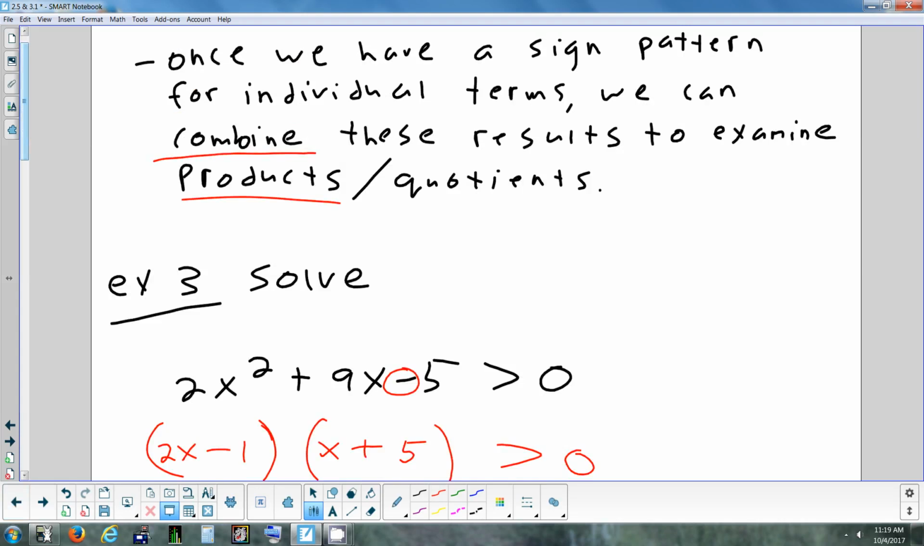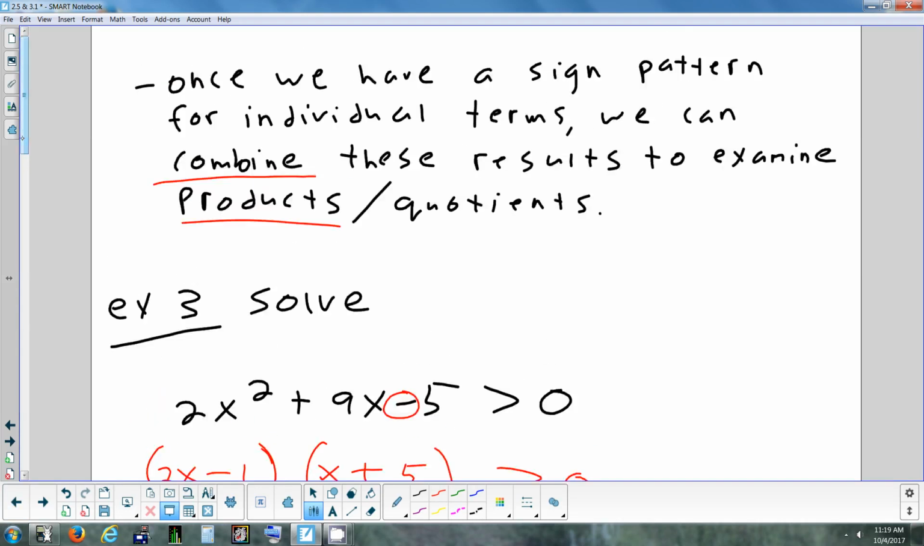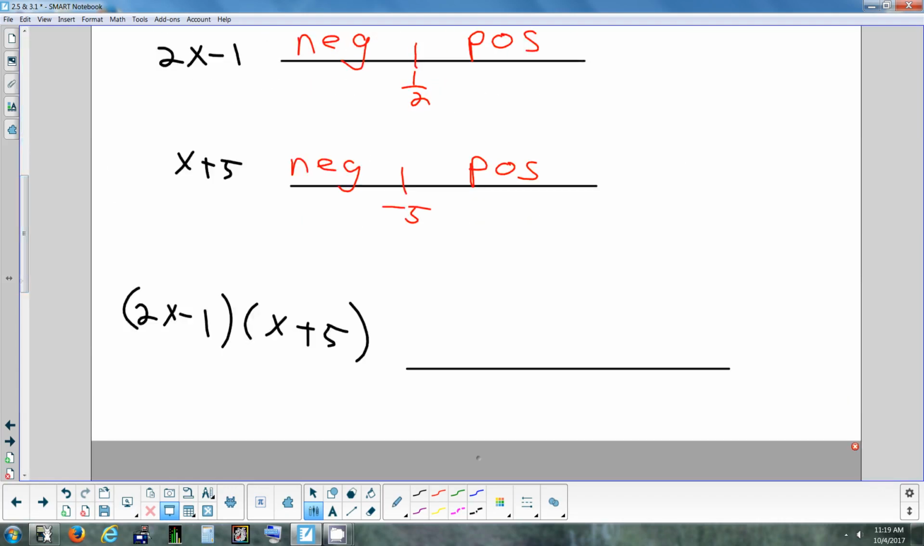Okay, so I'm going to draw a number line, and we're going to mark the roots, or mark the zeros. -5 and 1/2. Yep, I'm going to mark both of them on the same number line. Does everybody have that? Okay. So I'm going to put -5. This isn't really to scale, but just mark it. So now you've separated your number line into 3 sections. And we've got to figure out what's happening in each section.